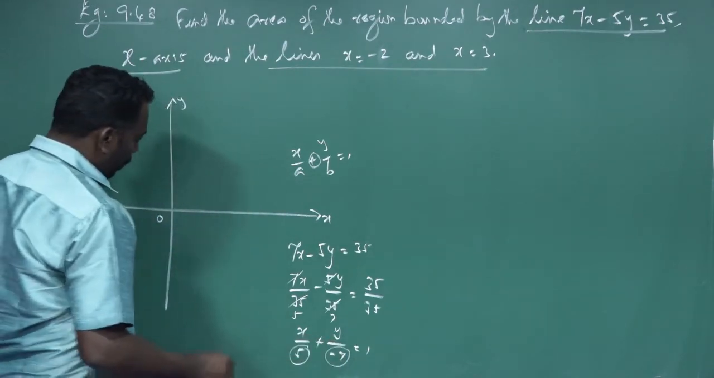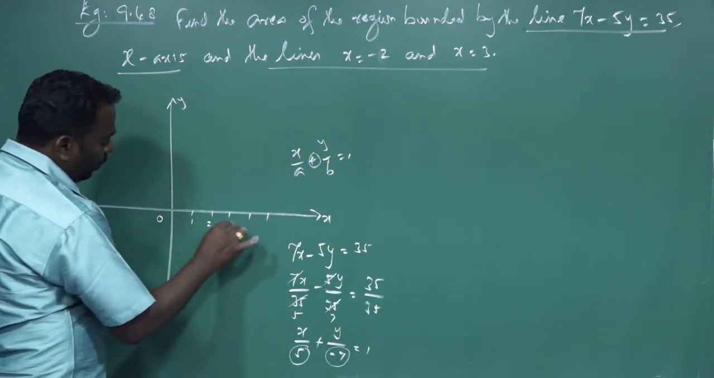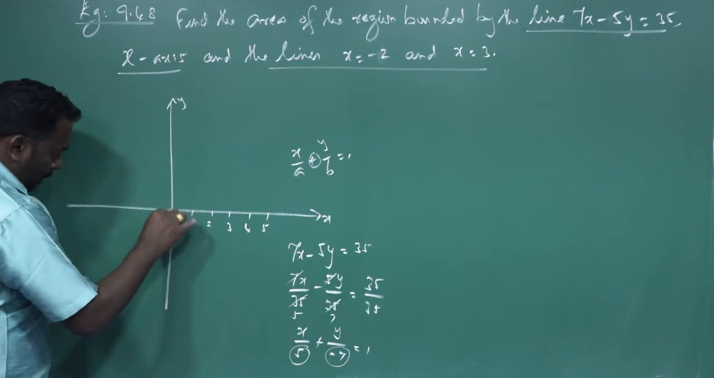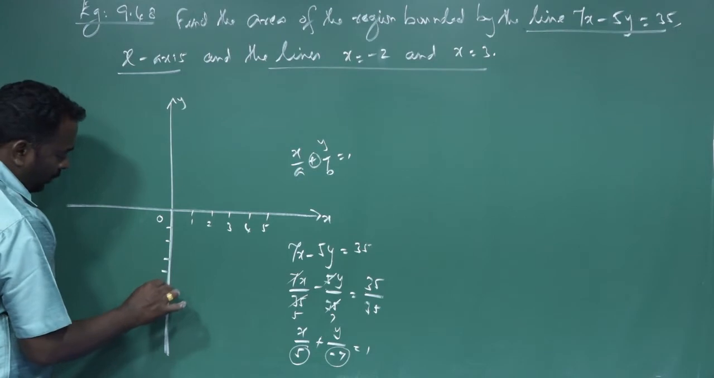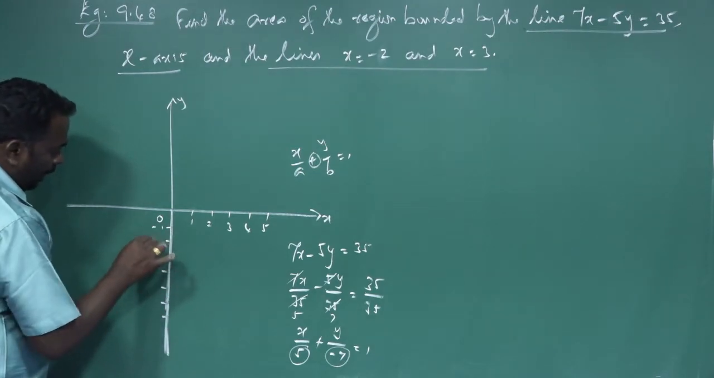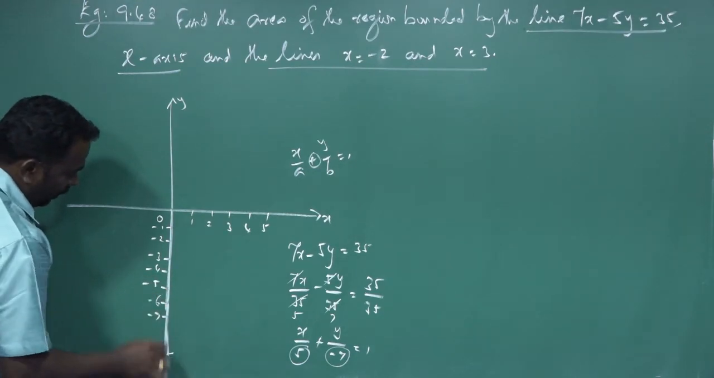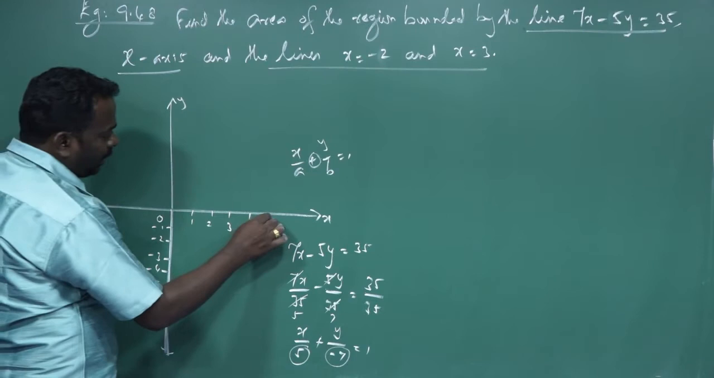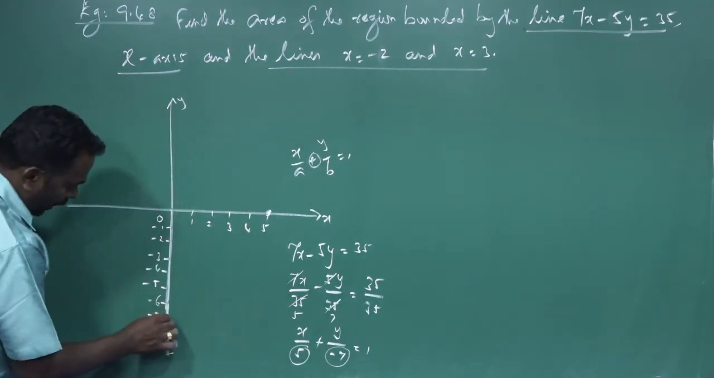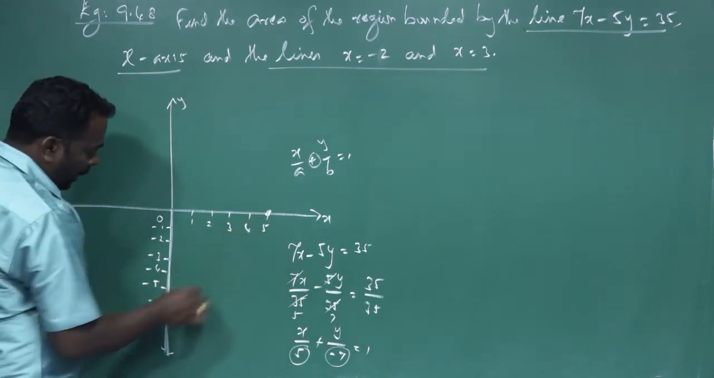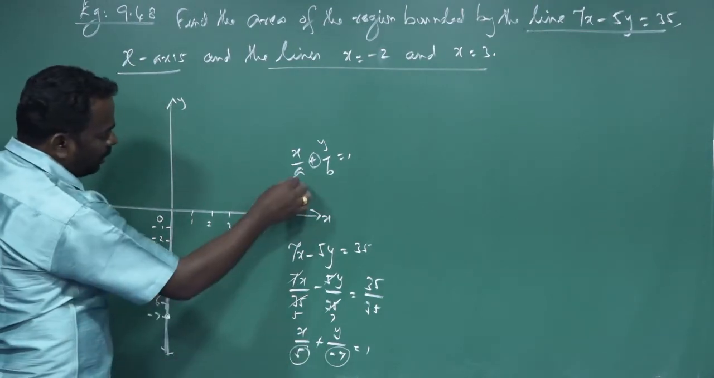The y-intercept is minus 7. Therefore on the x-axis mark 1, 2, 3, 4, 5, and minus 1, minus 2, minus 3, minus 4, minus 5, minus 6, minus 7, and similarly on the y-axis. Now plot the points, the x-intercept 5 and the y-intercept minus 7, and join the line.